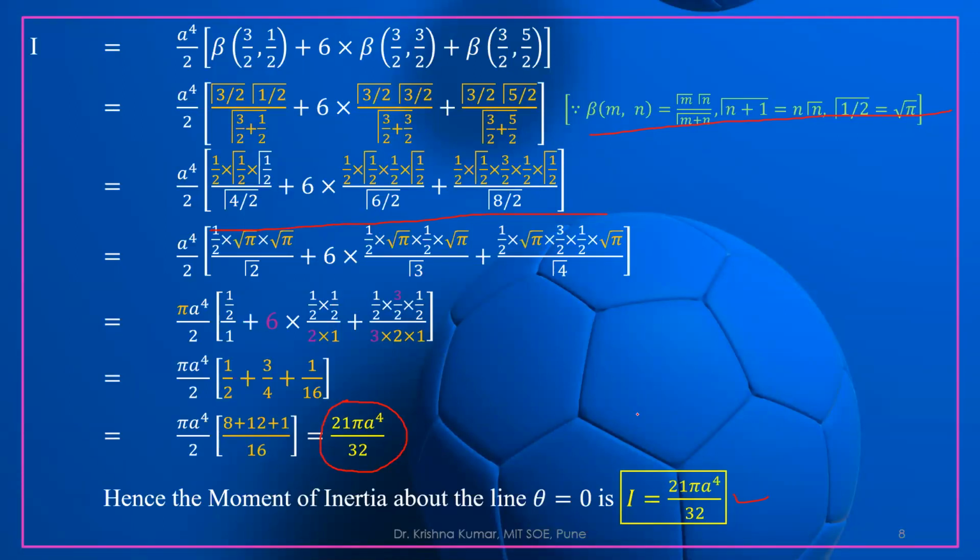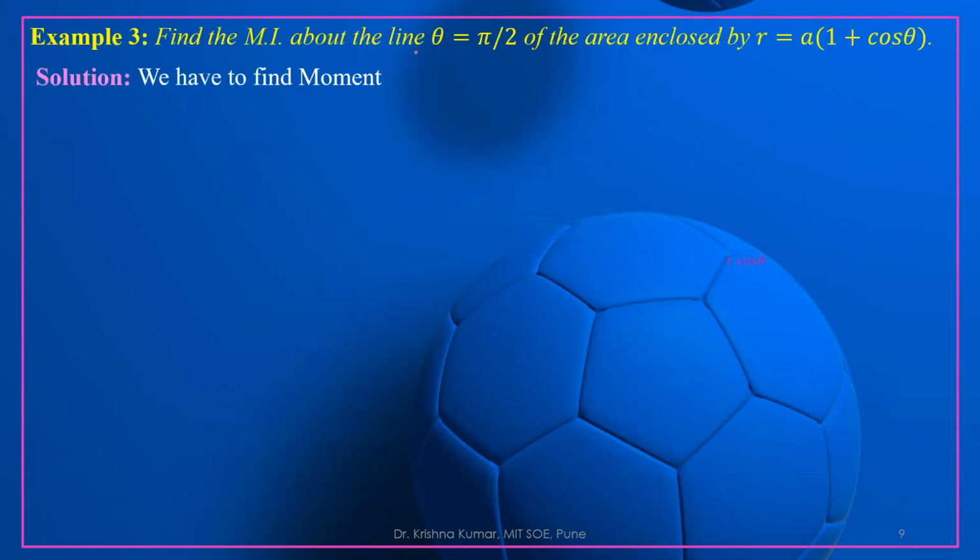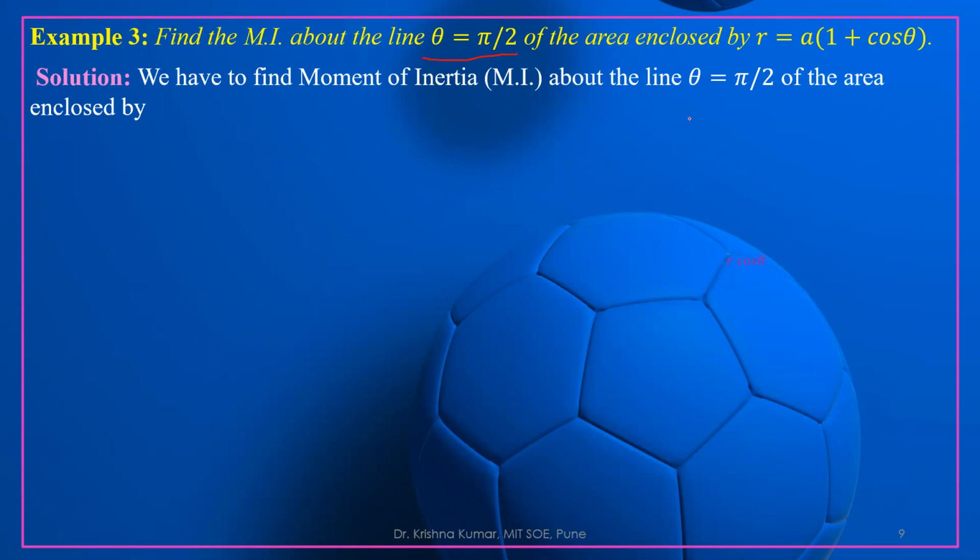Okay. So in this manner, similarly, the second example, it is the same example, but it is about the line theta equal to pi by 2. It is about the line theta equal to pi by 2. We have already seen the moment of inertia about the line theta equal to 0.